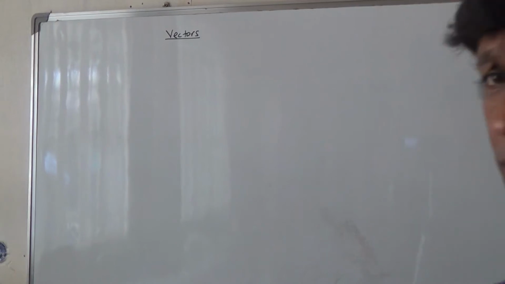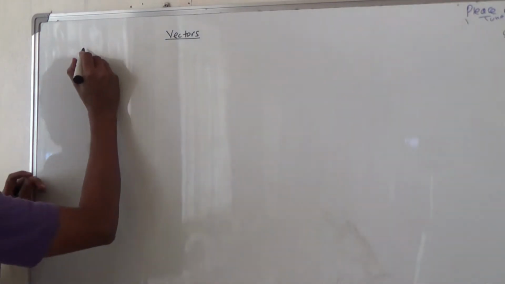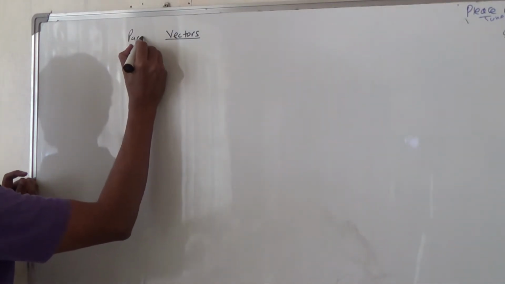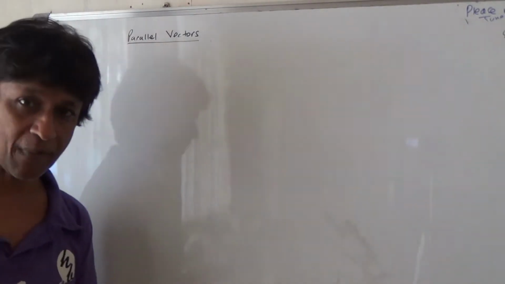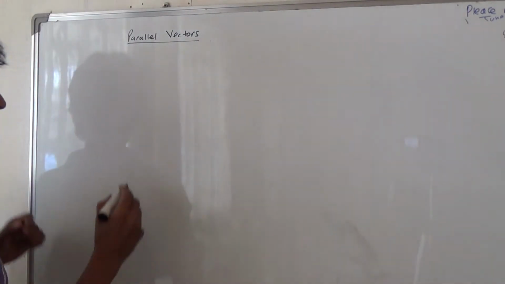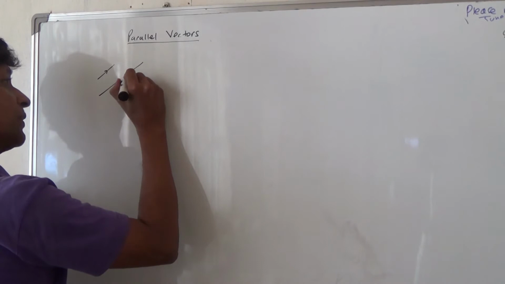Okay, now I'm going to talk about parallel vectors. Okay, so let's move on with parallel vectors. What do we know about parallel vectors? Now the first thing we need to realize is that a vector can be parallel to another vector, like this.